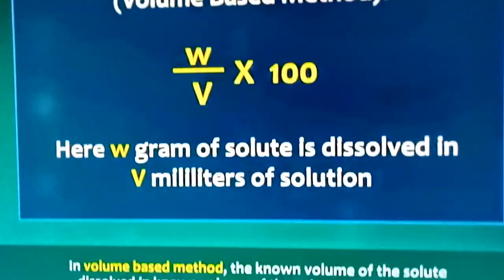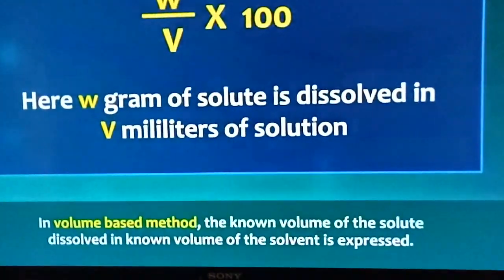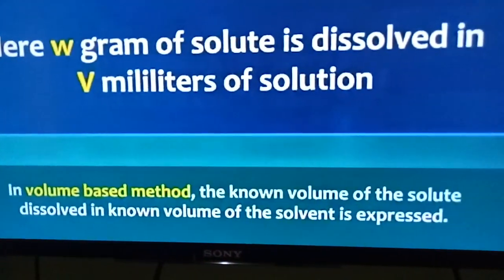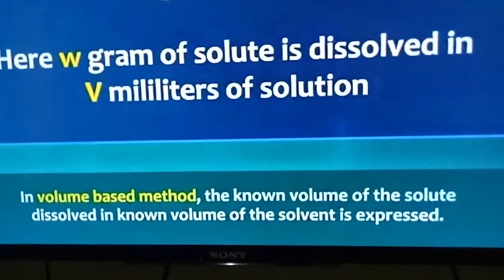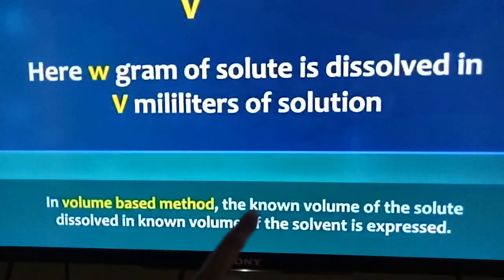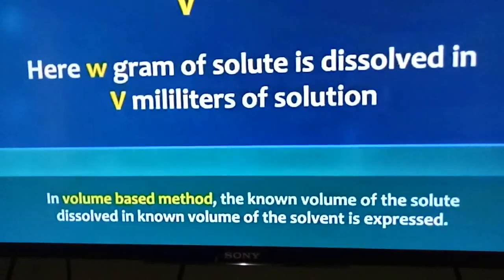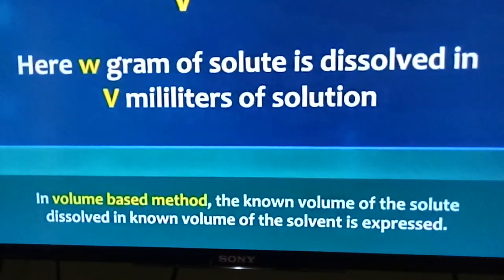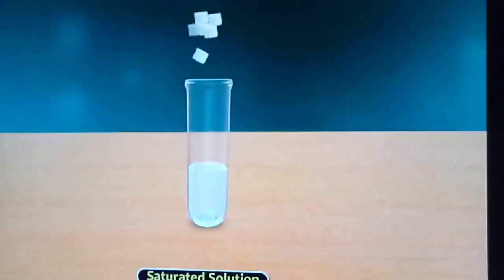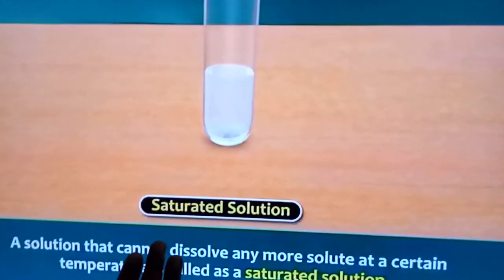So in the volume based method, the known volume of the solute dissolved in a known volume of the solvent is expressed. Okay children, in the volume based method, the known volume of the solute dissolved in known volume of the solvent is expressed. There are two types of solution, saturated and unsaturated.